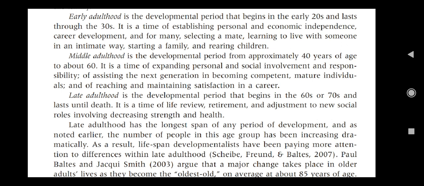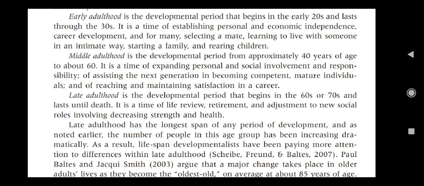And then last stage or last period, we call it late adulthood. Late adulthood is the developmental period that begins in the 60s or 70s. Bermula 60 ke 70. Ini kita panggil late lah. Lewat lah. Ataupun kita panggil old age. And last until death. Late adulthood ni bermula daripada 60 umur pencen sehinggalah mati. It is a time of life review. Inilah waktunya untuk kita melihat, merenung kembali, life review, retirement, pencen, ini umur pencen, late adulthood, an adjustment to new social roles involving decreasing strength and health. At this stage or this period, we make an adjustment, sama ada untuk adjust kepada tahap kesihatan kekuatan. So this age 60 to 70 sampai mati.